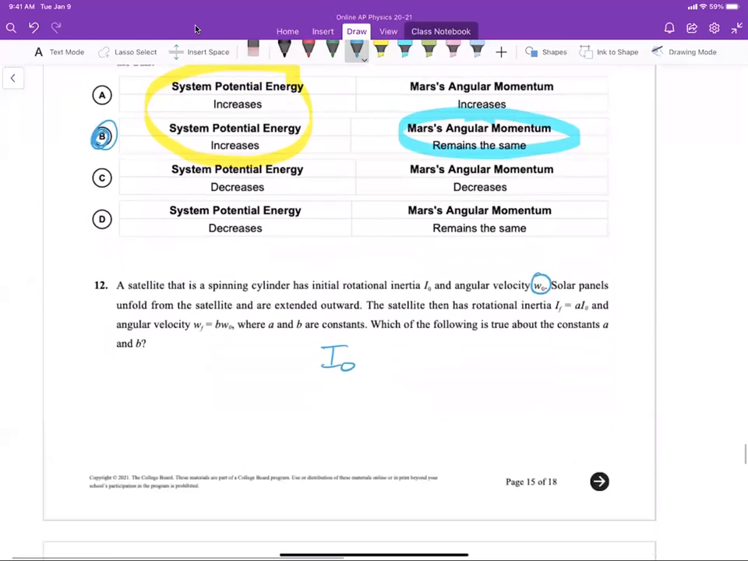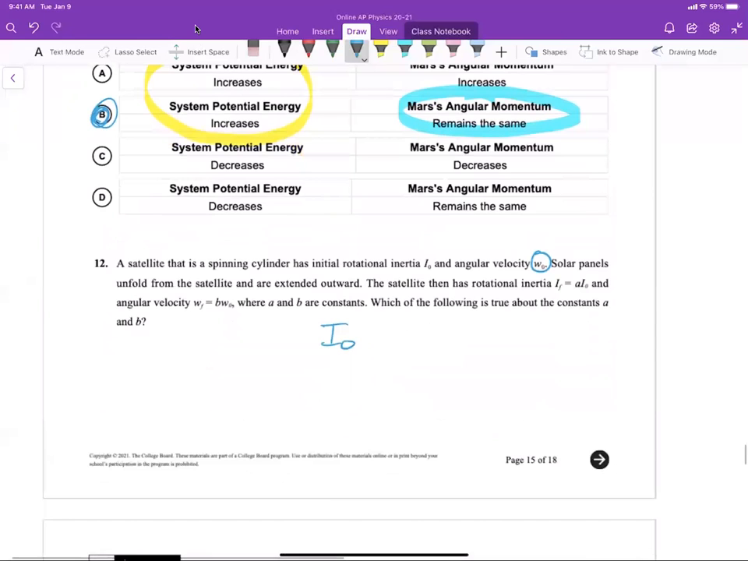Okay. An angular velocity of omega initial or not, and solar panels unfold. So you have this equipment, and then all of a sudden it opens up its solar panels. Now it was spinning, and so the total mass didn't change. But its arms opened up and the mass now got further located outward. So it had a final rotational inertia IF.